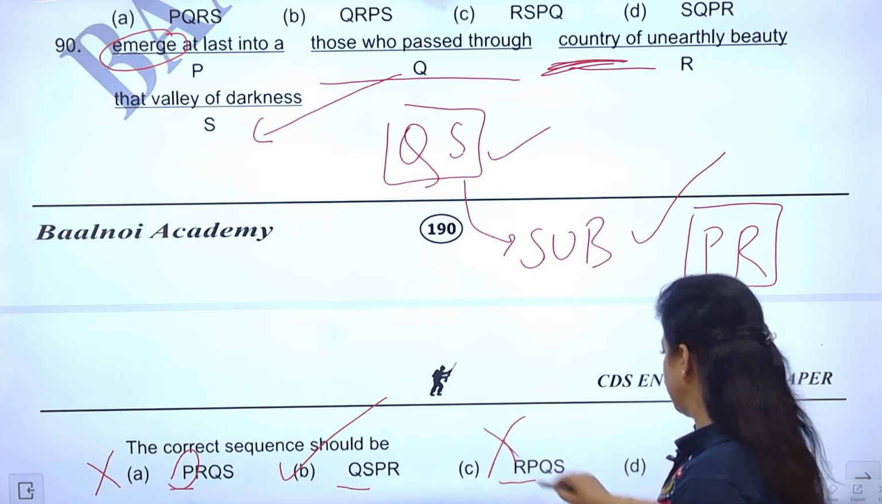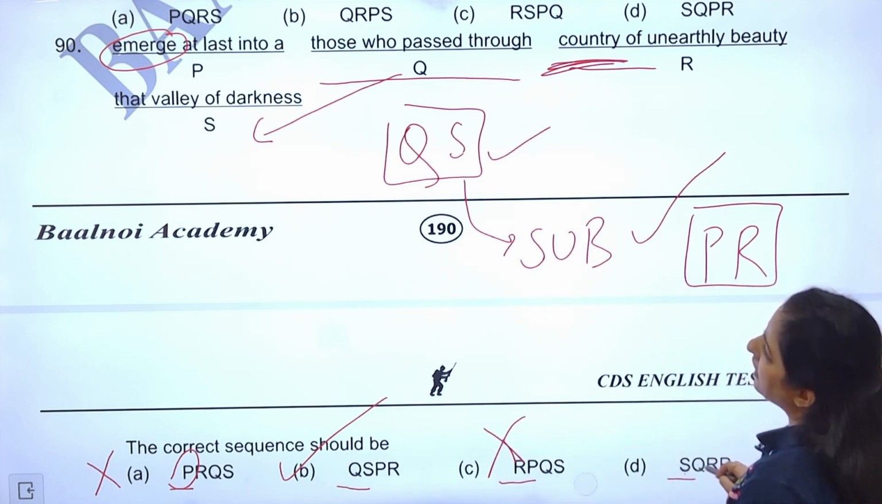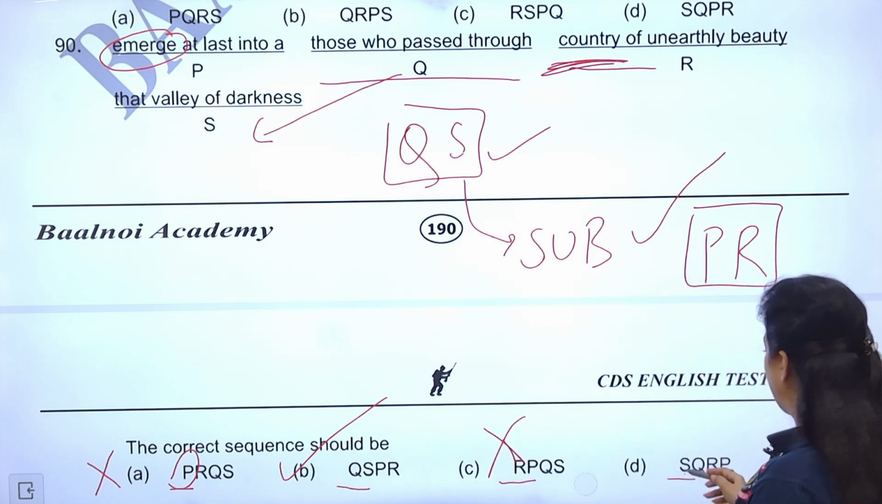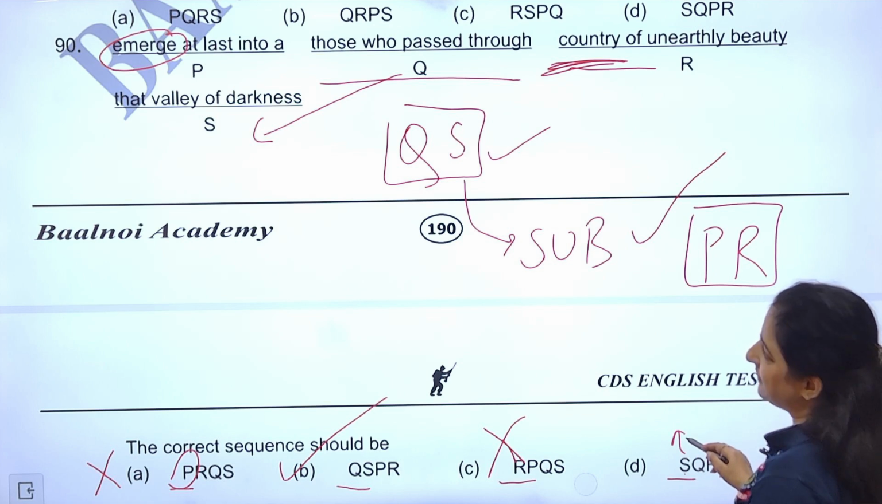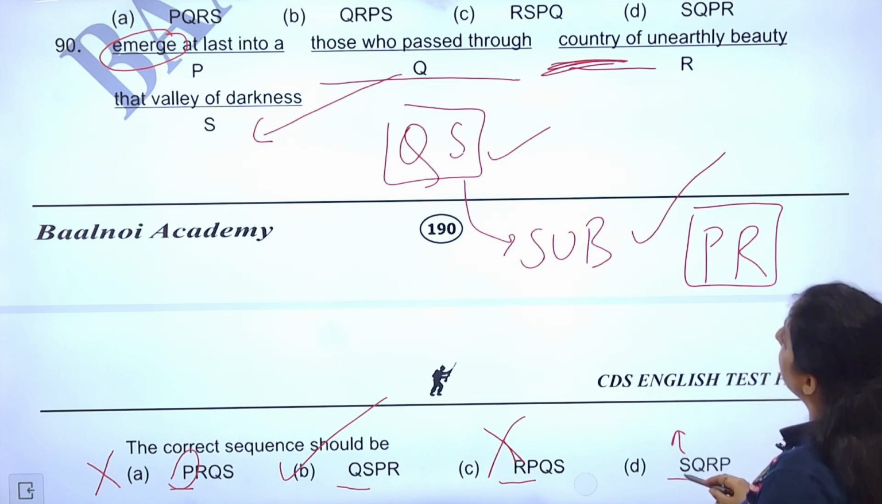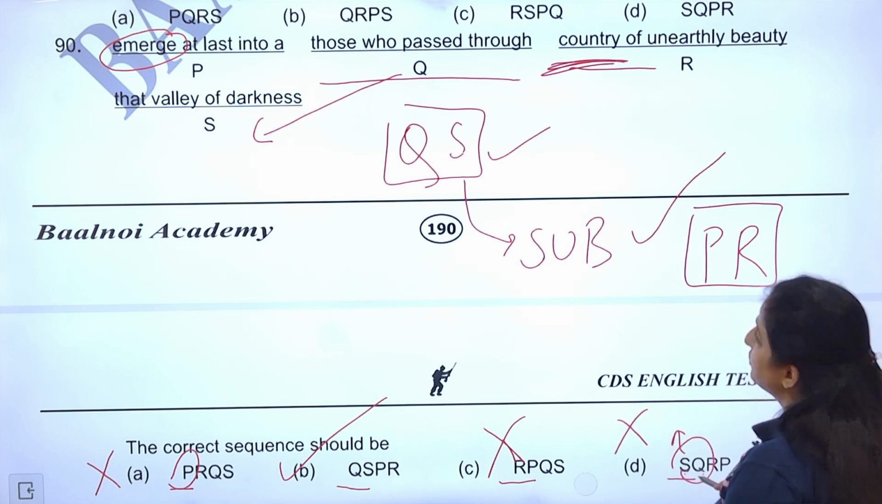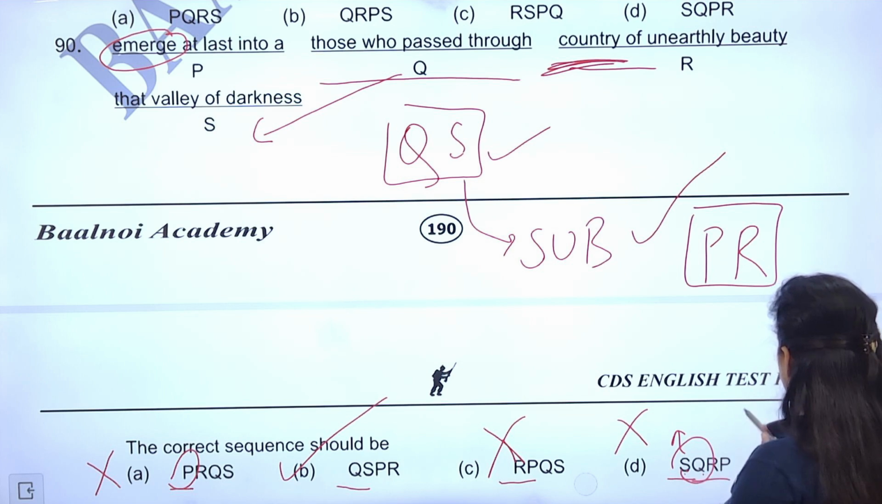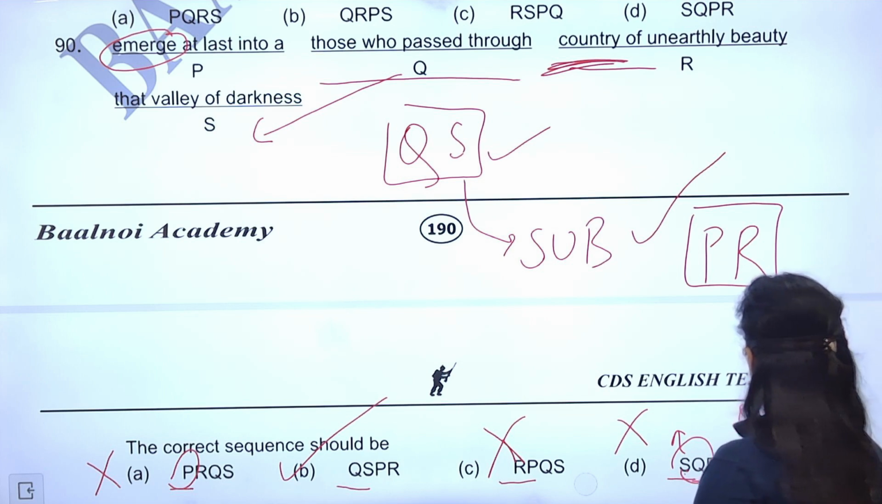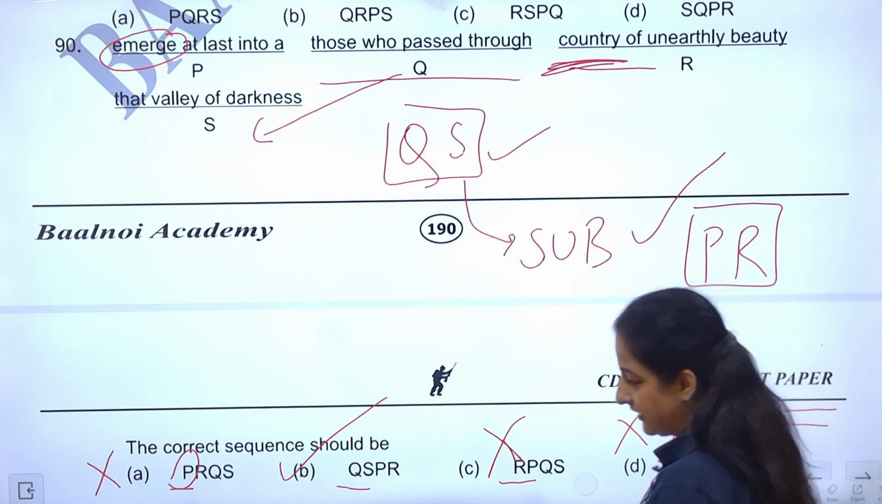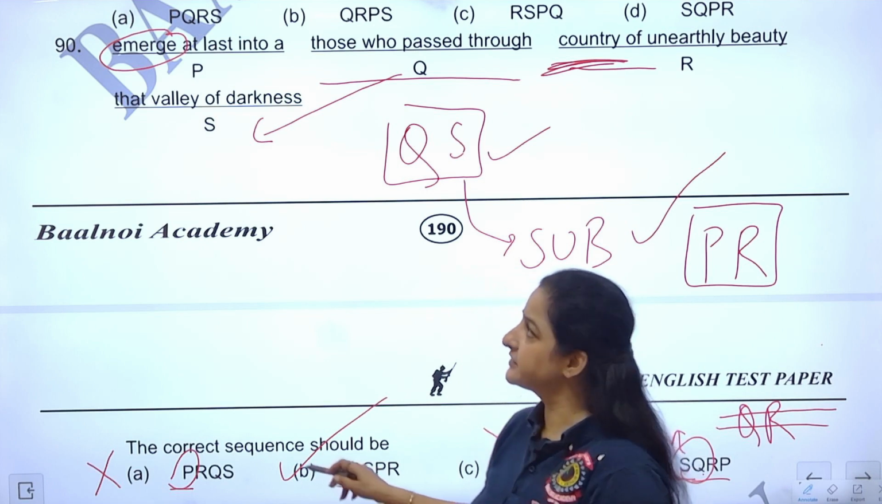How about the delta option, SQRP? That valley of darkness. Again, a little big. That is somehow strange. Anyways, that valley of darkness, those who pass through. Doesn't make sense. Those who pass through and then country of. Q and R is illogical and nonsensical. So the correct answer is Bravo.